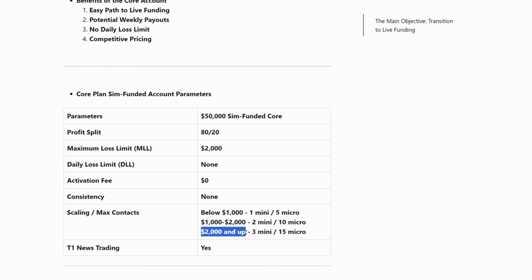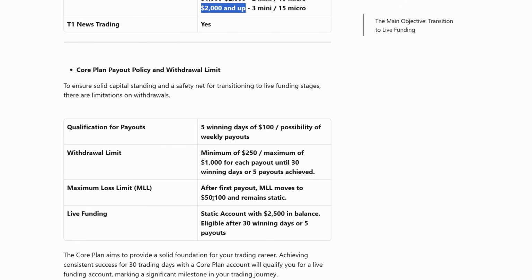Now, in the past with the starter plan, we could actually trade 1 mini for 10 micros. We could trade 2 minis for 20 micros and 3 minis for 30 micros. So that is another little bit of a change. Now, if you look at the payout policy, it's very, very close. You still only need in the 50K account 5 winning days where each day is at least $100 of profit and the minimum you can withdraw is $250. However, here's another change that they did, and they took the max payout from $1,200 to $1,000.